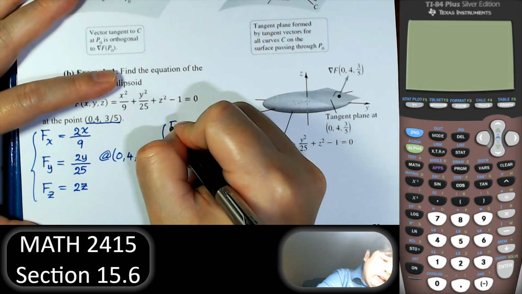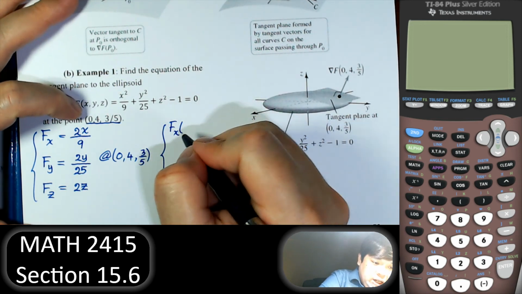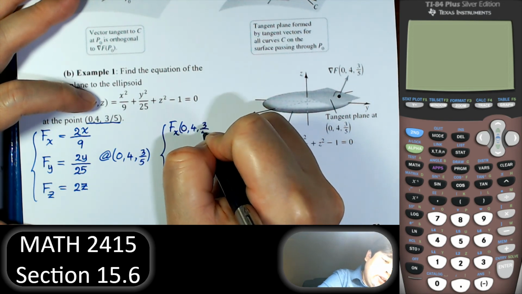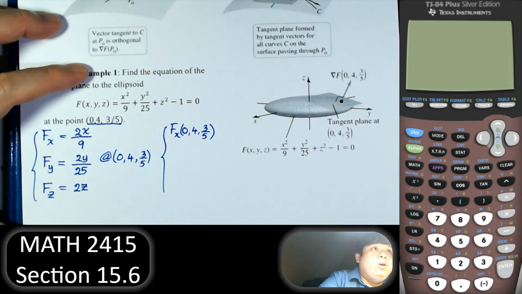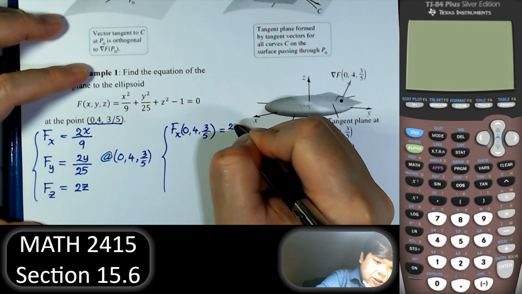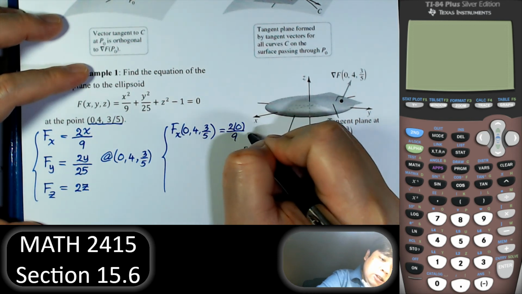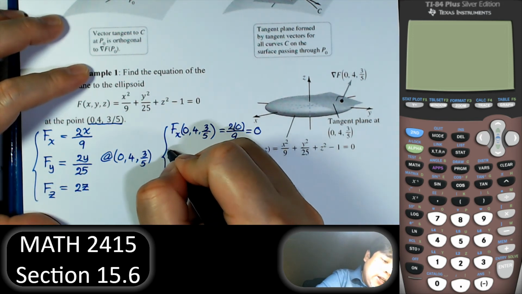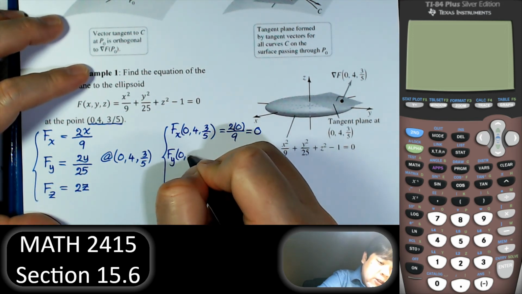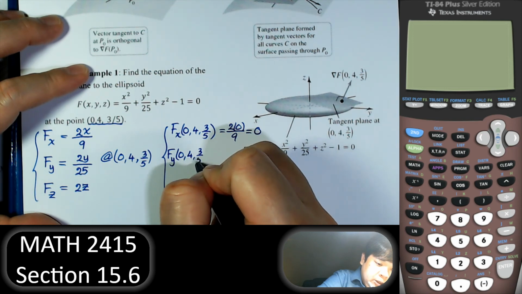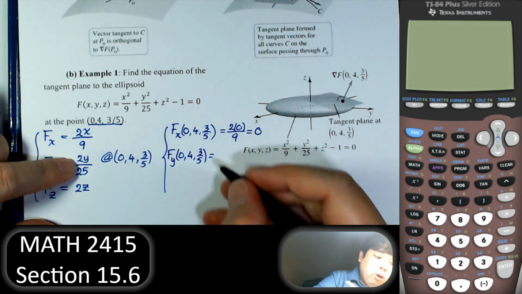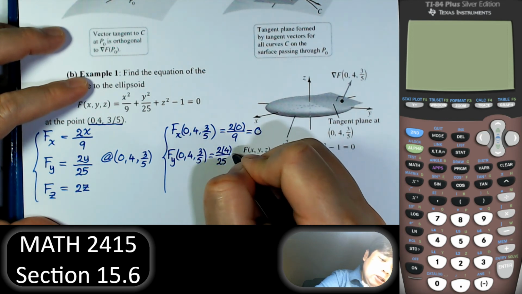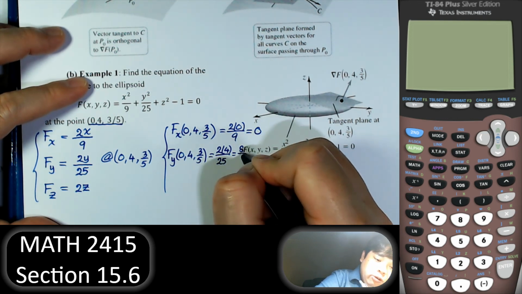We have f x of 0, 4, and 3/5. I'm going to put 0 in for x. That equal to 0. Then I put 4 in for y. So we have 8 over 25.